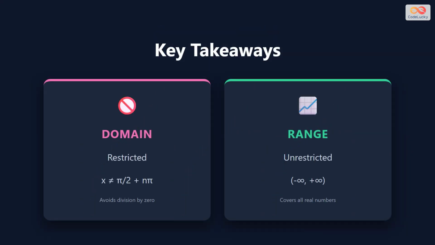In summary, remember these two distinct characteristics. The domain is restricted to avoid division by 0, creating vertical asymptotes at every odd multiple of pi over 2. However, the range is unrestricted, covering all real numbers from negative infinity to positive infinity.